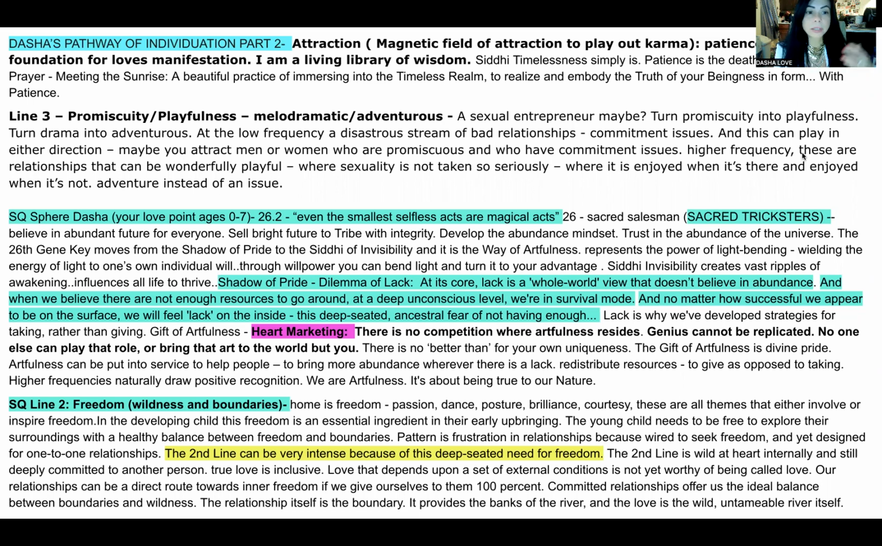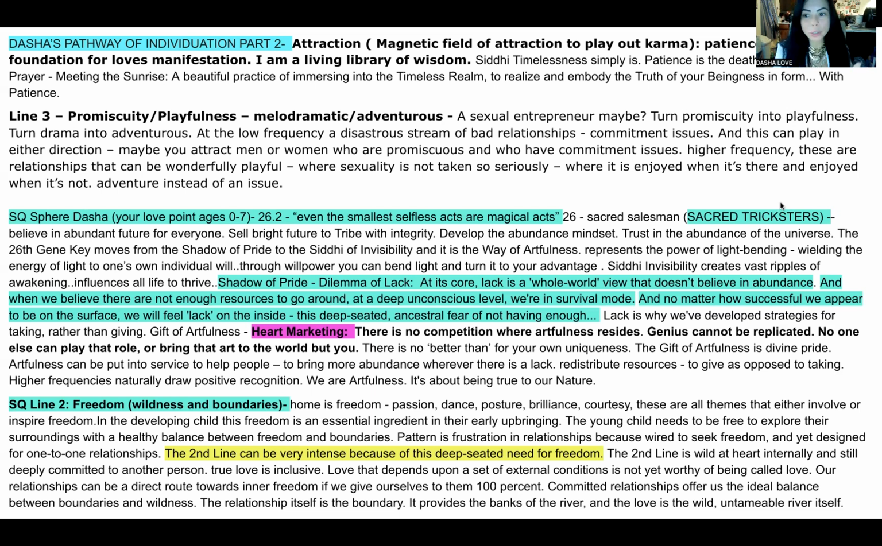Prayer, meeting the sunrise, is a beautiful practice for me to immerse in this timeless patience, right? To realize and embody my truth, and that everything begins in this beautiful form. Everything is patience. And I have line 3 here as my attraction: promiscuity and playfulness. So a melodramatic, adventurous. So maybe I'm somewhat of a sensual entrepreneur, right?